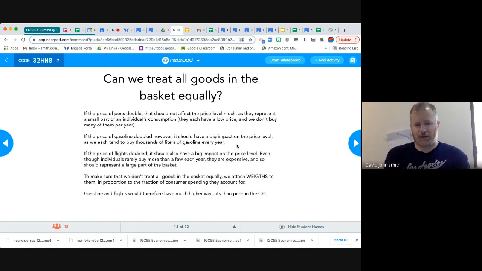And it's the same with this. If you're not purchasing a lot of a product, if it is a very small part of your consumption, if it's got a low price or you don't buy many of them, then they're not going to affect the overall price of the basket particularly much at all. However, if the price of gas, petrol, doubles, then it's going to have a big impact. Or the other one I used was house prices. Then it's going to have an effect on inflation.